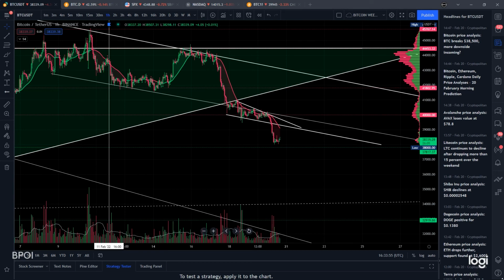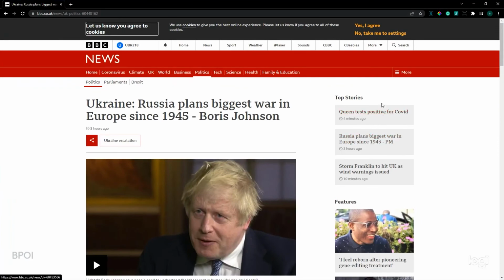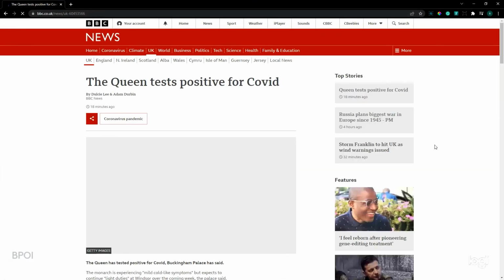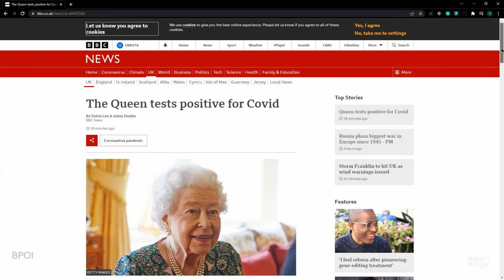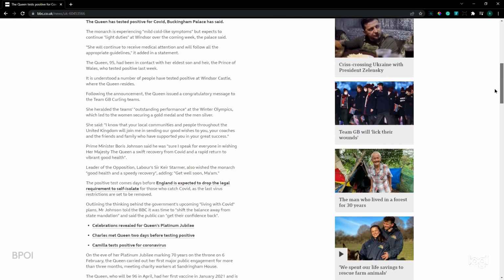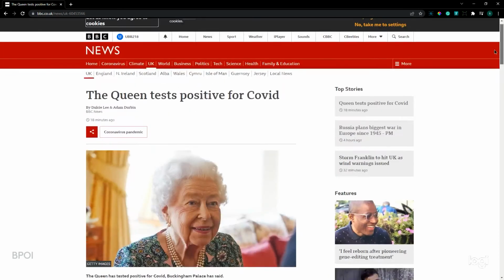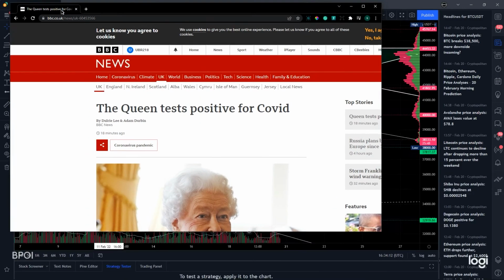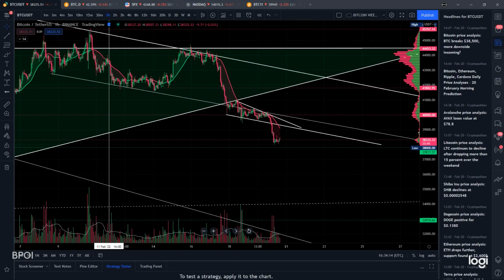And I've just spotted this as well. Here in the UK, the Queen tests positive for COVID, which isn't great. Let's hope the Queen is okay, because it's a big year for her as well. Hopefully she is fine. But there we go, some other news happening in the UK.